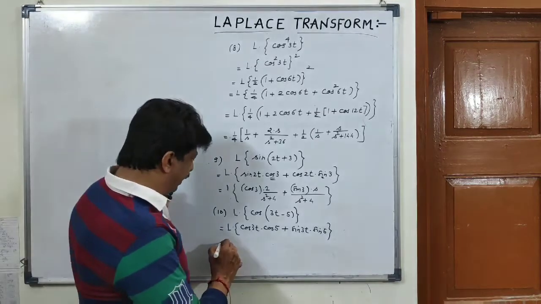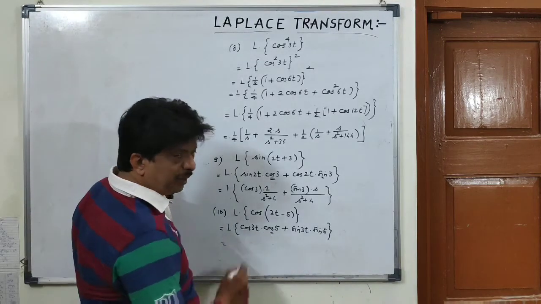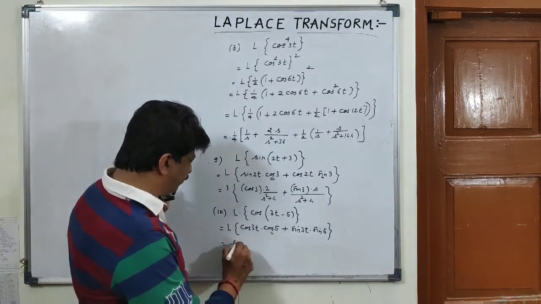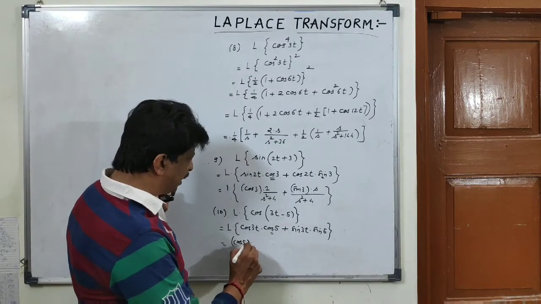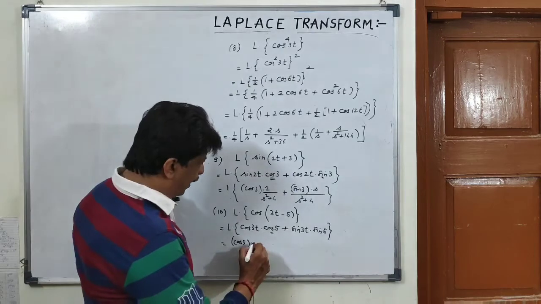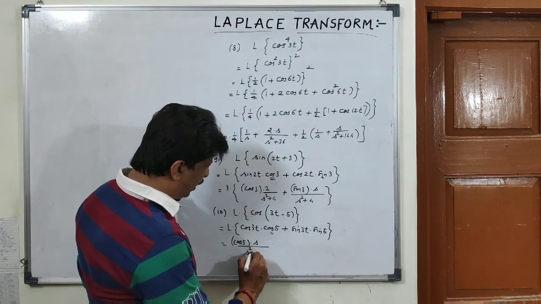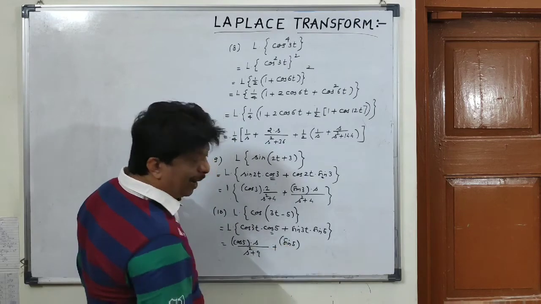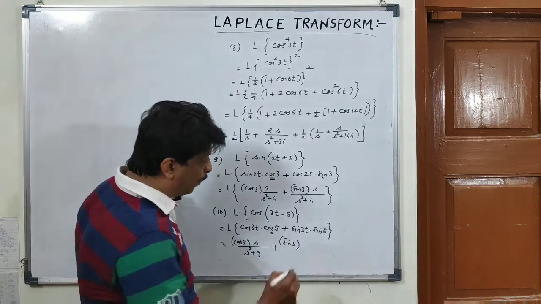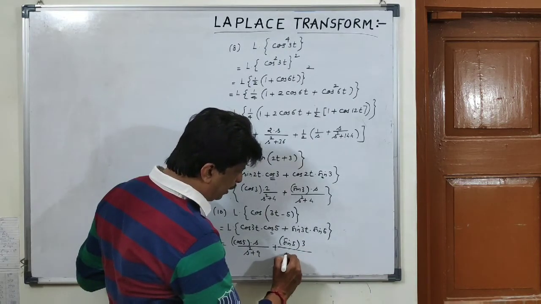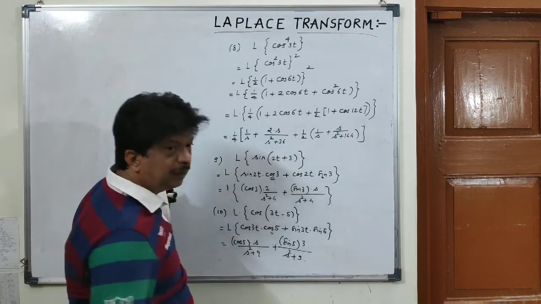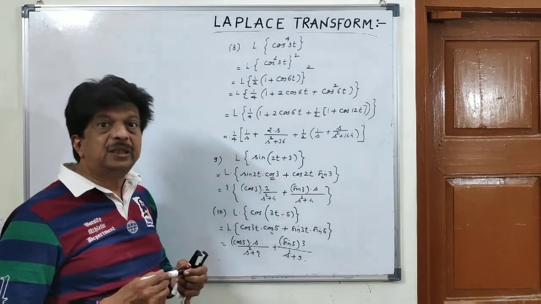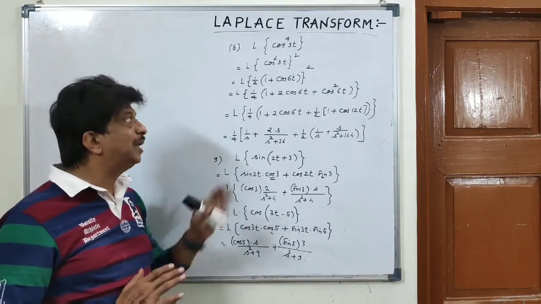Now taking the Laplace transform. Here cos of 5 is constant and sine of 5 is constant. So cos of 5 times Laplace transform of cos of 3t is s upon s square plus 9, plus sine of 5 times Laplace transform of sine of 3t is a upon s square plus a square, here a is 3, so 3 upon s square plus 9. That is how we determine the Laplace transform of such a variety of functions.